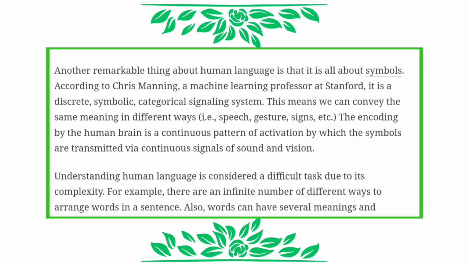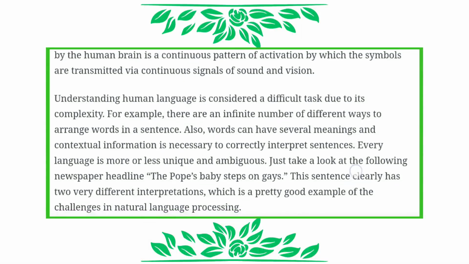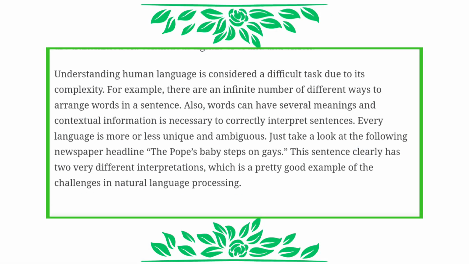The encoding by the human brain is a continuous pattern of activation by which the symbols are transmitted via continuous signals of sound and vision. Understanding human language is considered a difficult task due to its complexity. For example, there are an infinite number of different ways to arrange words in a sentence. Also, words can have several meanings, and contextual information is necessary to correctly interpret sentences. Every language is more or less unique and ambiguous.